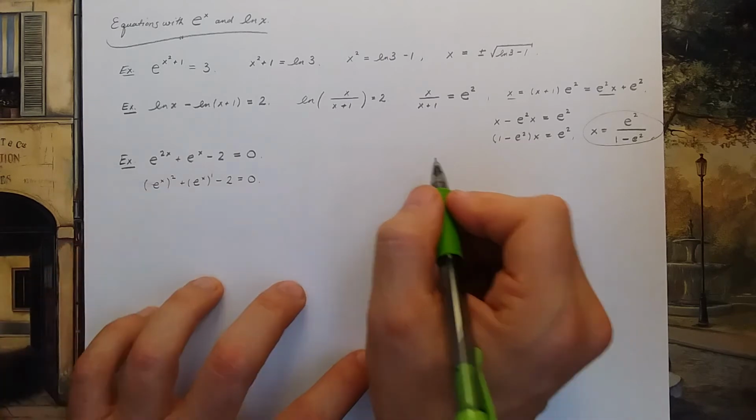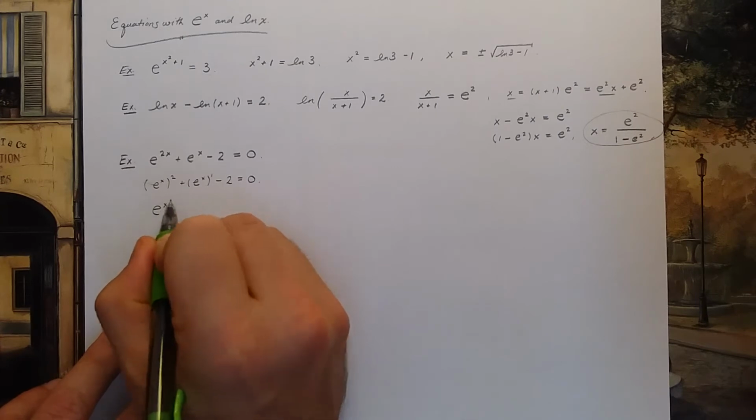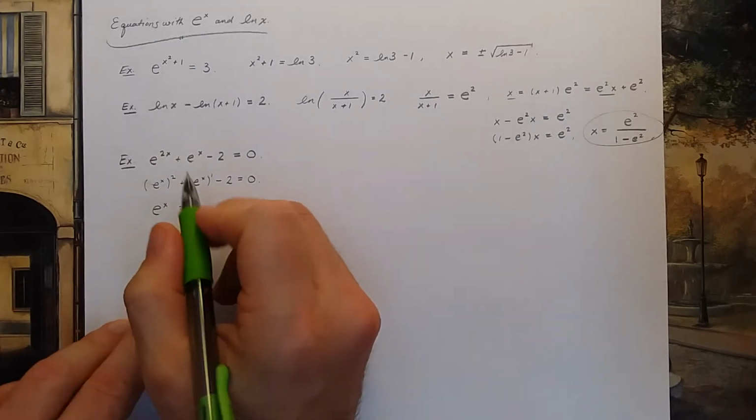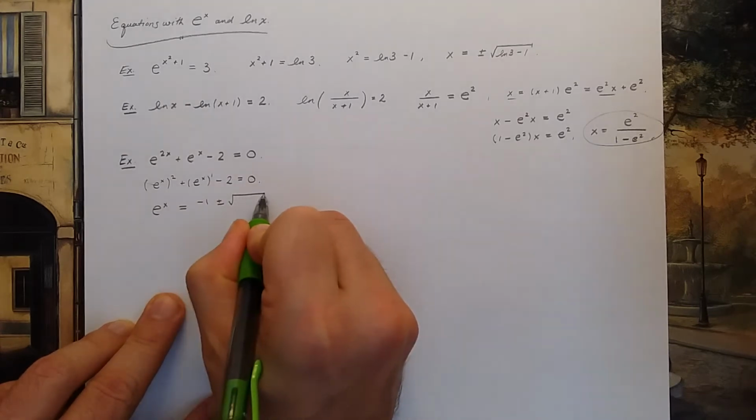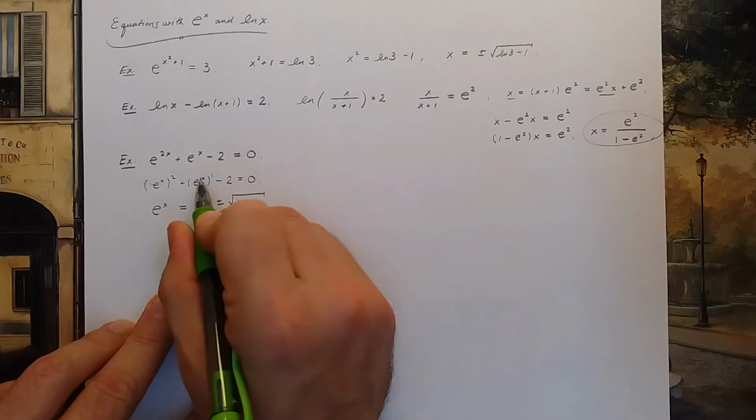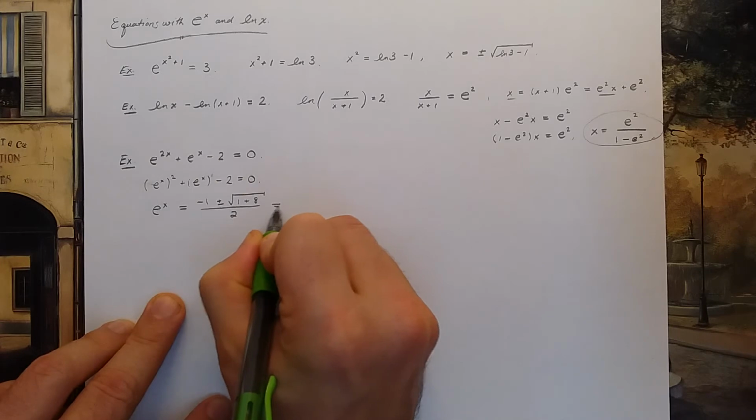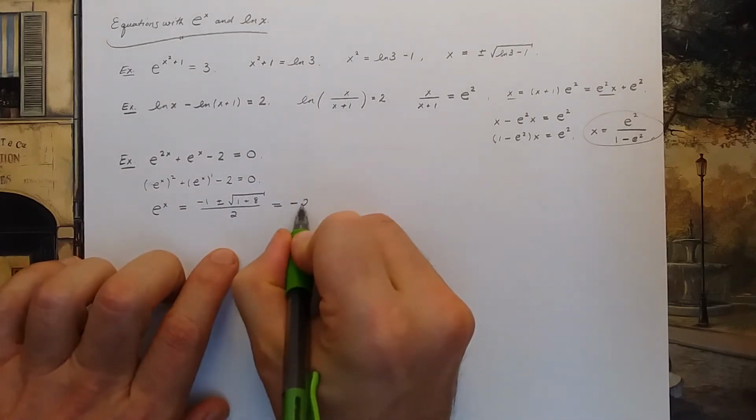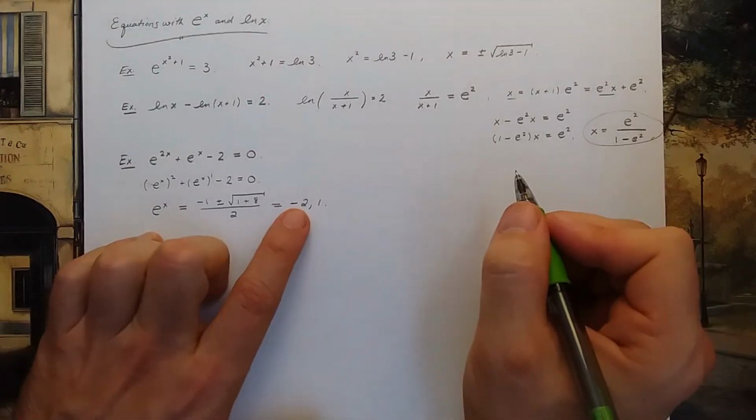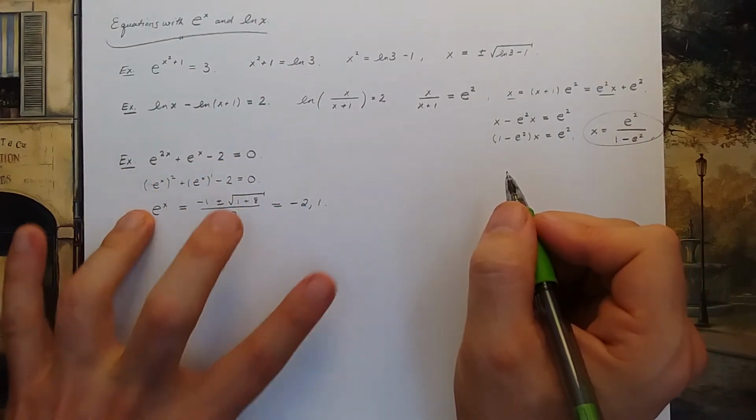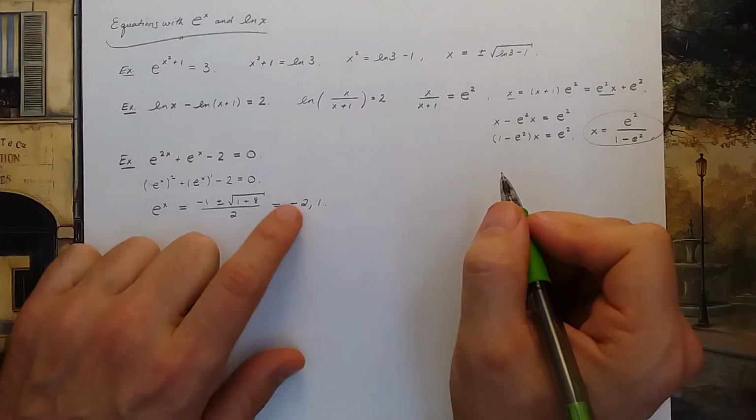So I can use the quadratic formula, and I can say that e to the x power is negative 1 plus or minus the square root of 1 squared minus 4 times negative 2, so plus 8, all over 2. And I believe if you do this, you'll get negative 2 and 1. So I have two options, and I'd like to take the log on both sides of this equation to get rid of the exponentiation. The problem is the negative 2.